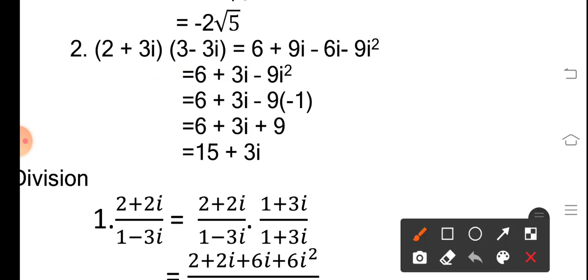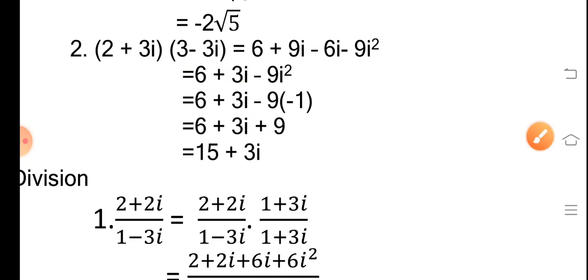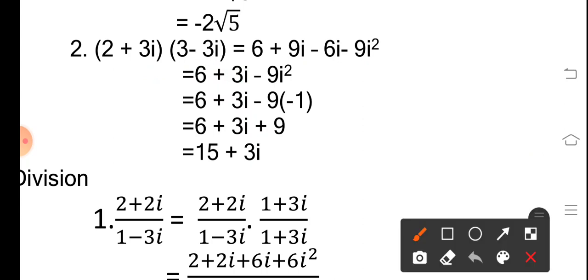Combine like terms. So we have, just copy 6. Then 9i minus 6i is 3i. Then just copy negative 9i squared. But i squared is negative 1, that is by definition. So negative 1 times negative 9 is positive 9. Combine like terms, 6 plus 9 is 15. Just copy 3i. So the answer is 15 plus 3i.